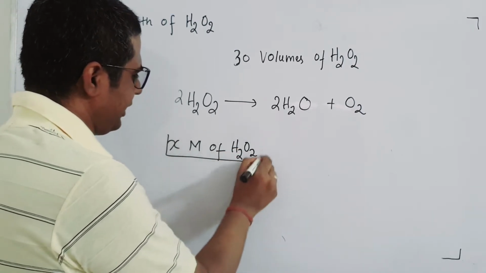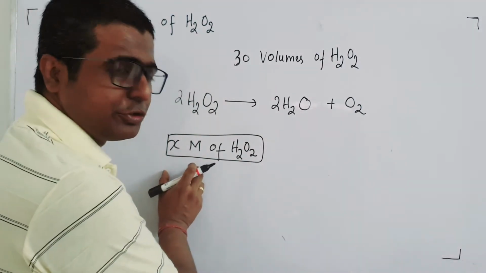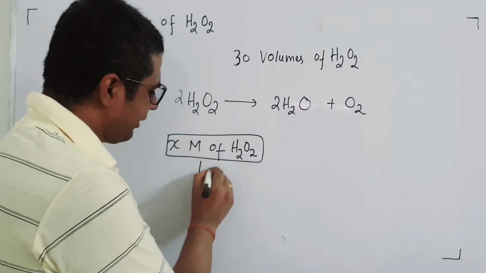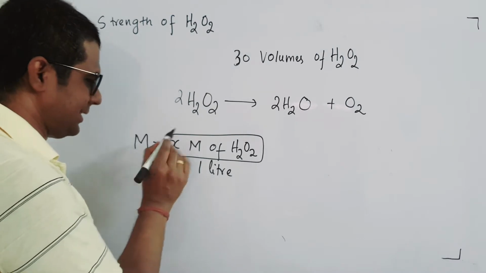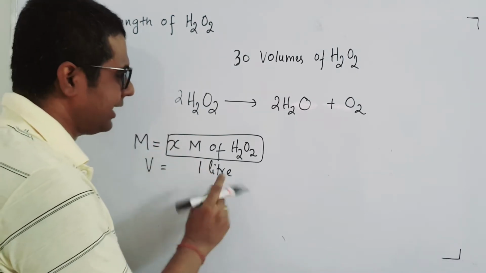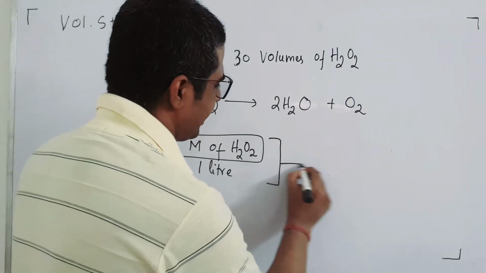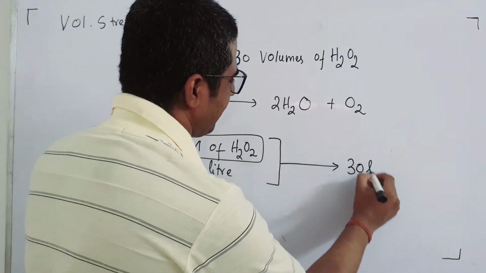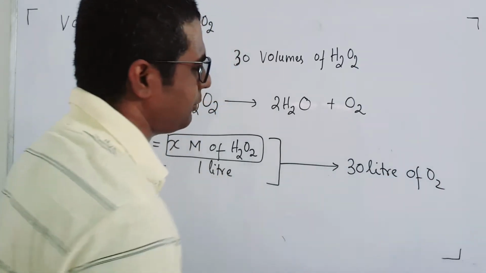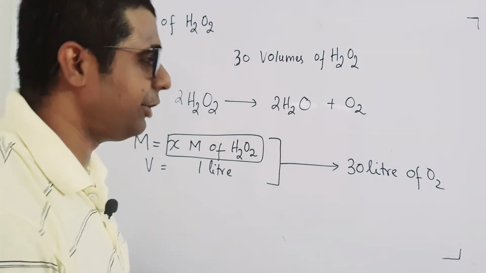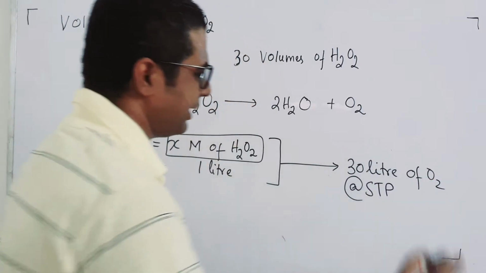See, this means there is some X molarity of H2O2 solution, whatever it is, I don't know. So this X molarity of H2O2 solution, if I take 1 liter of this solution, molarity here is X, volume is 1 liter. This will give me 30 liters of oxygen on its decomposition at STP. Okay, this is what it means, nothing else.